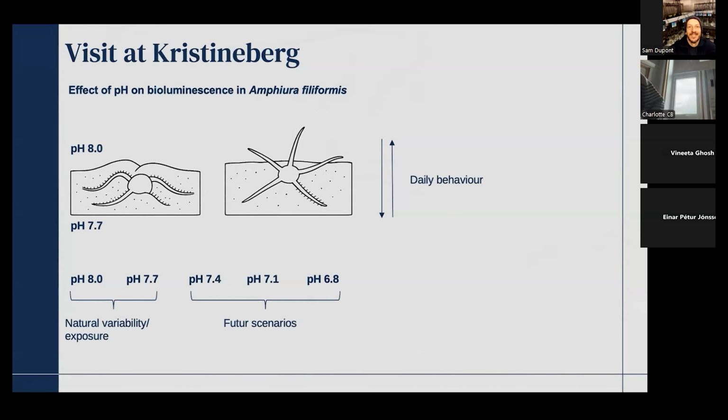We're going to look at the effect of pH on bioluminescence in this brittle star. This is a very ugly drawing, my apologies, but it's just to show that this brittle star has daily movements in the sediments and at the surface of the sediment, so it's exposed to different pH daily. But we want to know the effect of different pH, the natural variability and natural exposure, and under future scenarios, how this affects the bioluminescence in the species.